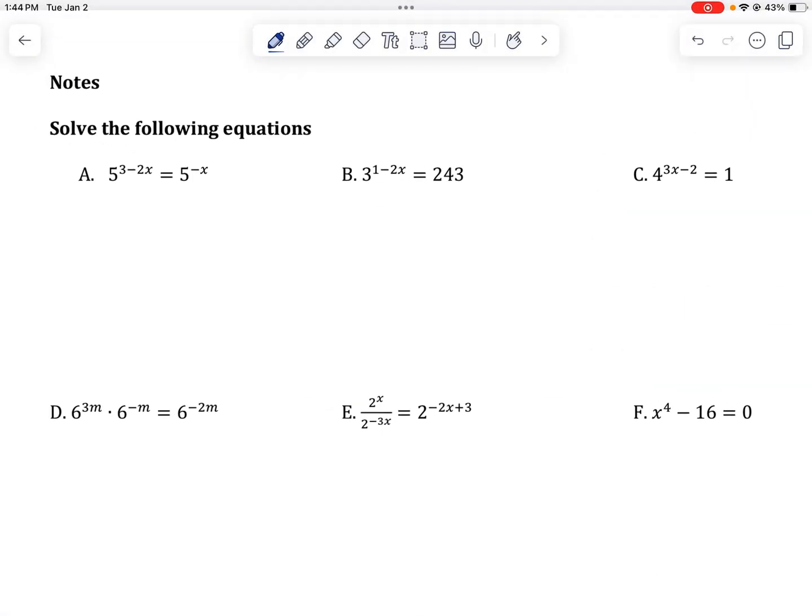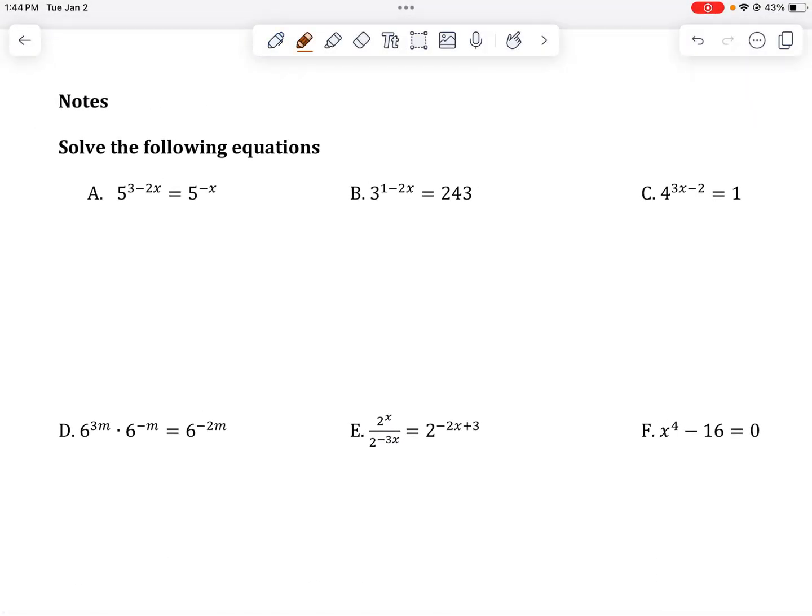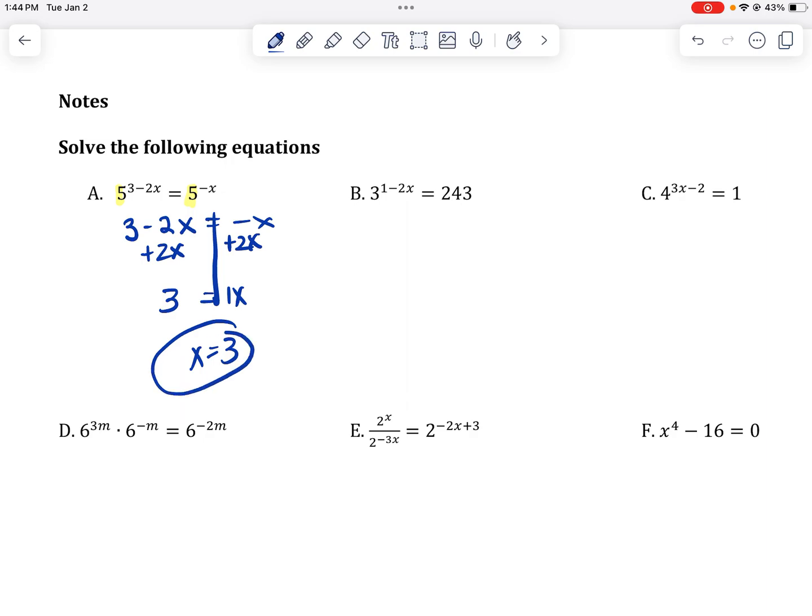So today we're going to take a look at solving with a common base. As you can see here, our bases are the same, so therefore our exponents have to be the same. So 3 minus 2x has to equal negative x. So we can just solve it, plus 2x, plus 2x. So 3 equals 1x. All right, so x is equal to 3.